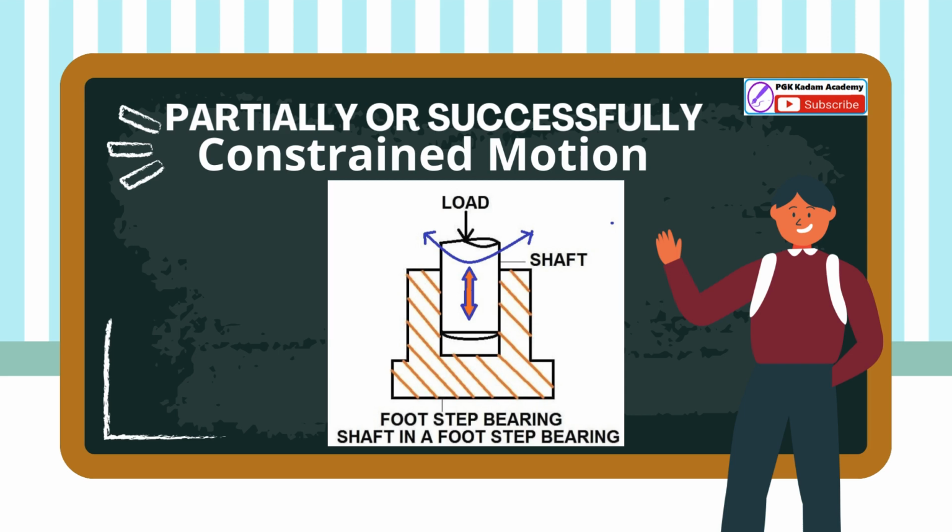Example: the footstep bearing shaft may rotate in a bearing, or it may move in a downward direction. This is a case of incompletely constrained motion, but if the load is placed on the shaft, it moves in only one direction due to the external force applied. It's partially constrained motion.